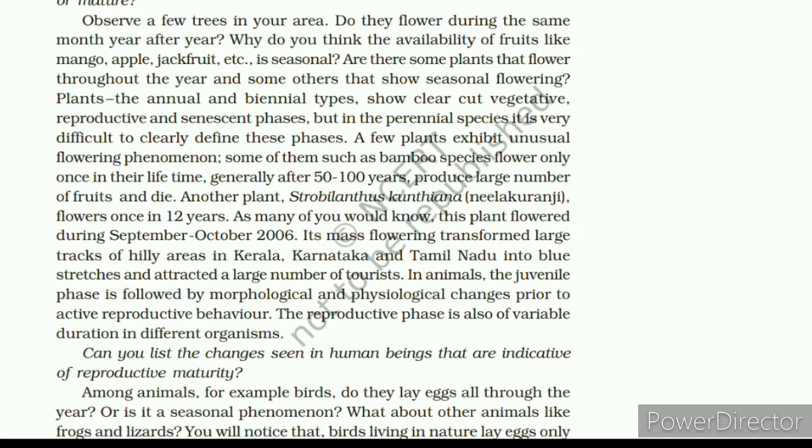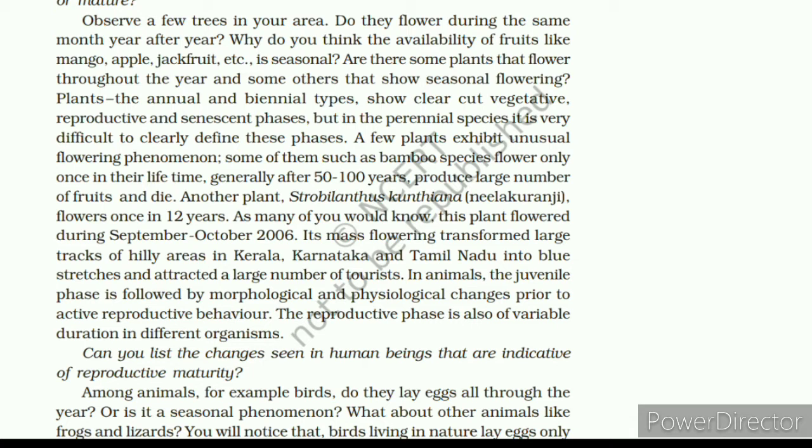Why do you think the availability of fruits like mango, apple, jackfruit, etc. is seasonal? Are there some plants that flower throughout the year and some others that show seasonal flowering? Plants, the annual and biennial type, show clear-cut vegetative, reproductive and senescent phases.